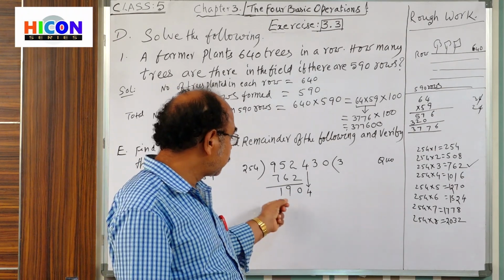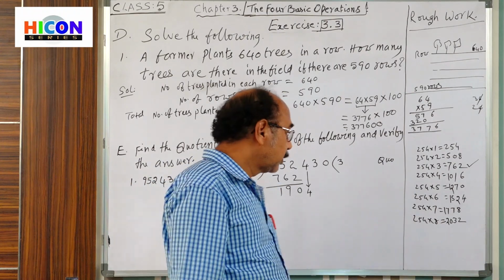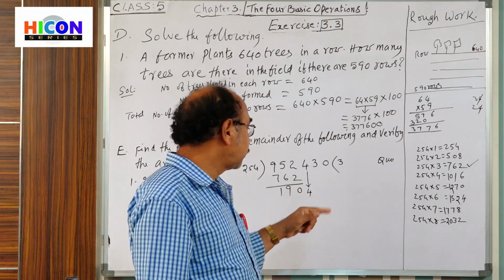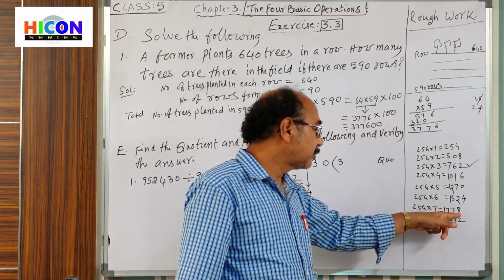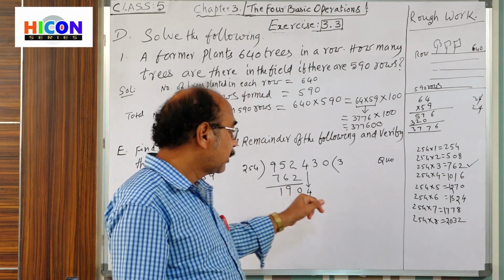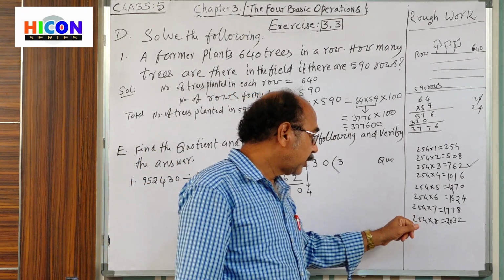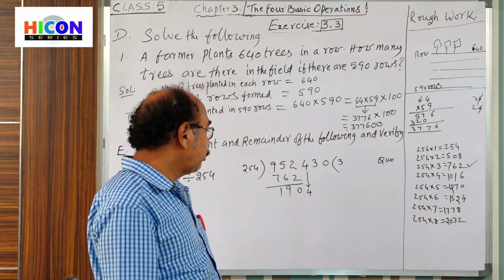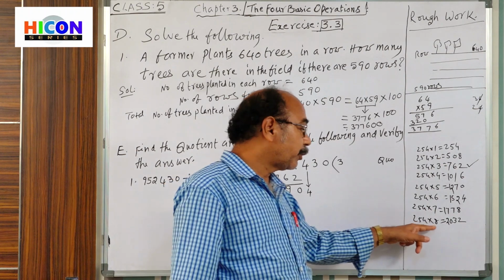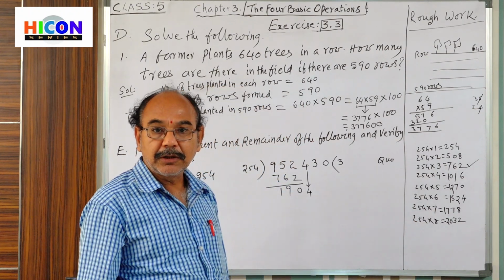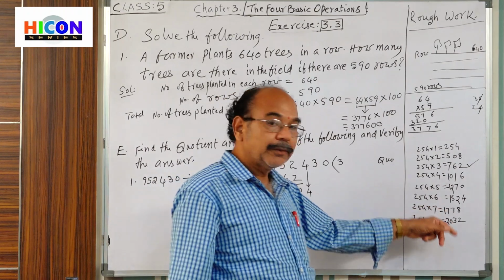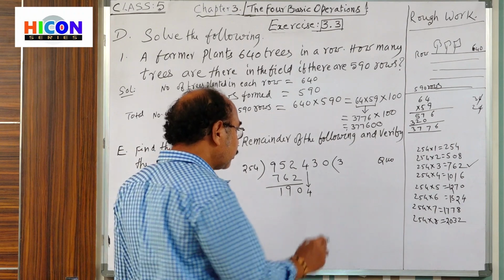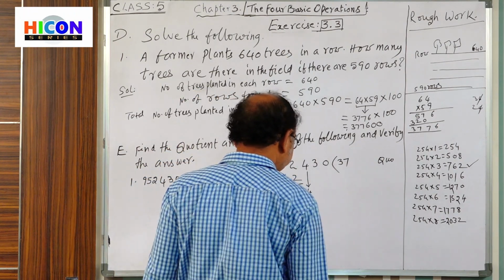Now compare the number with this. This number 1778 is less than 1904. 8 times means 2032, which is a bigger number than 1904. That's why 8 times is not possible. How many times do we have to select? 7 times. Write 7 in the quotient.